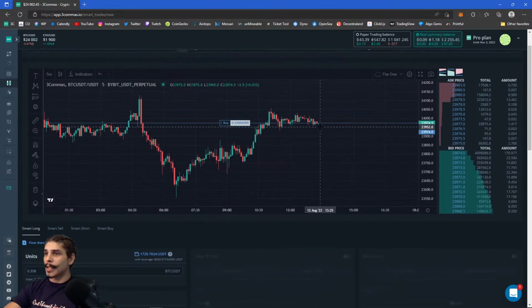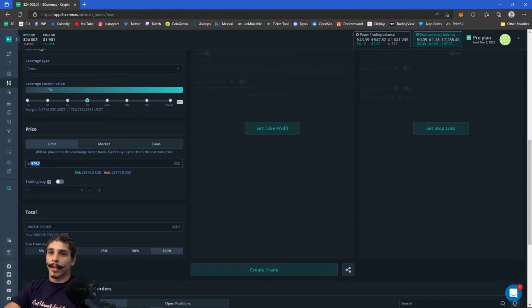Remember, if I think price even comes down this far, 23974, I could buy that. And oh look, that's where it is right there. So that's where we would set a limit order if we wanted to do that. Or we could take a market order, just a couple bucks above. That's getting in at the market price right now.